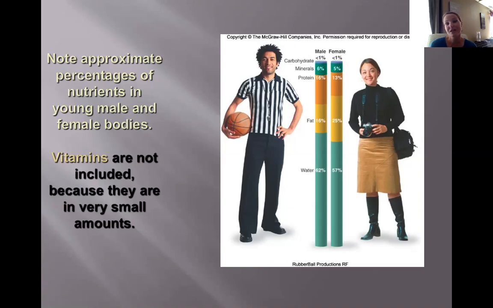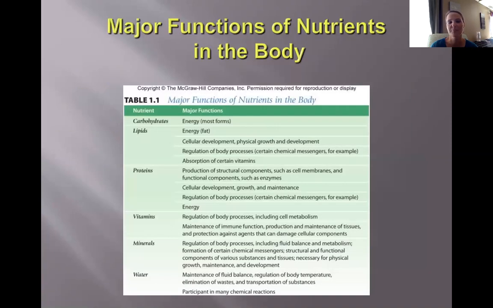And then you'll notice that vitamins aren't even listed on there. We need them. They're essential. They provide a lot of functions for our body. They ensure that we stay healthy. They prevent deficiency diseases, but they're not included because they're very small, and those small amounts are not something that we could see. It's less than 1% of our body makeup.